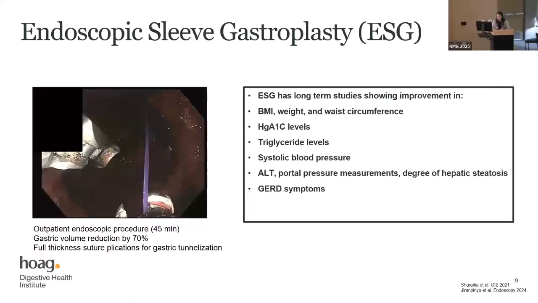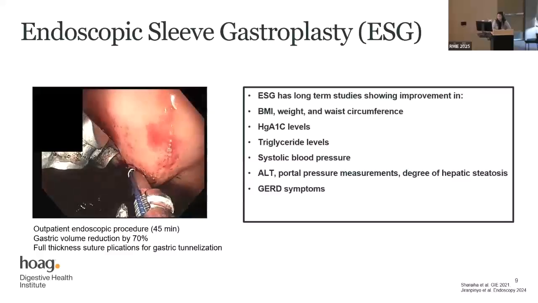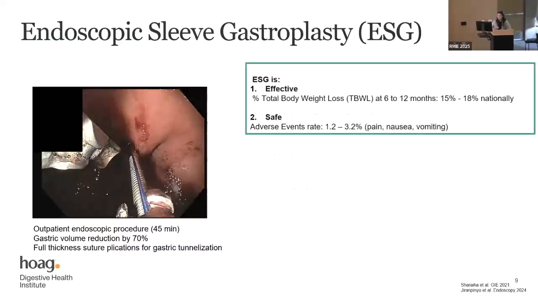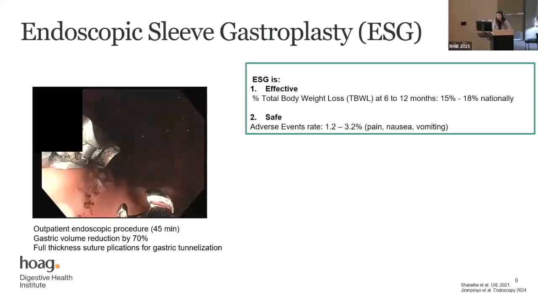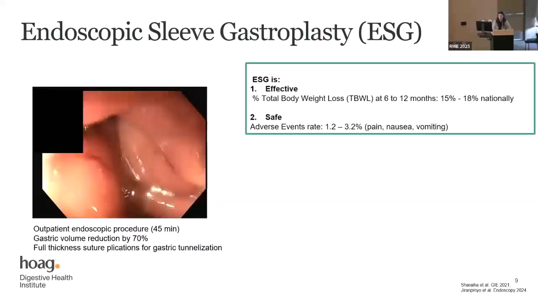ESG has long-term studies showing benefits in BMI, weight and waist circumference, hemoglobin A1C, triglyceride levels, blood pressure, systolic blood pressure levels, ALT, portal pressure measurements, degree of hepatic steatosis, and reflux symptoms. And what we know is that ESG is effective. So total body weight loss at 6 to 12 months is around 15 to 18% nationally, with an adverse events rate of 1 to 3%, usually related to pain, nausea, and vomiting.